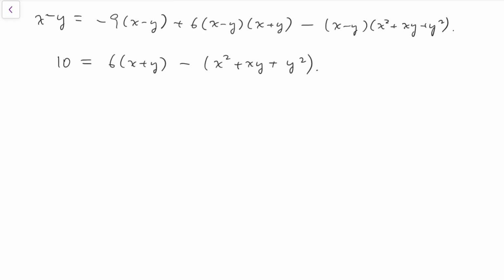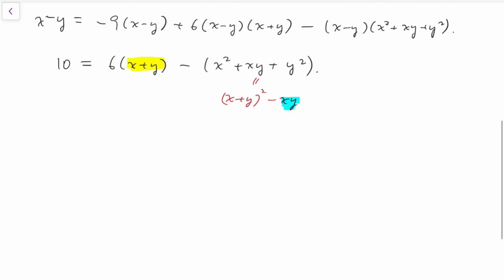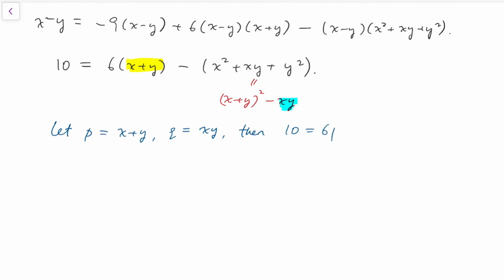Now at this point, it seems our equation depends on x plus y over here, and for the quadratic expression, I can rewrite that as (x plus y) all squared minus xy. So it's also in terms of sums and products of the two unknowns that we have to solve. To make things look easier, I will let p equals x plus y and q equals xy. Then I can say that 10 equals 6p minus p squared plus q.